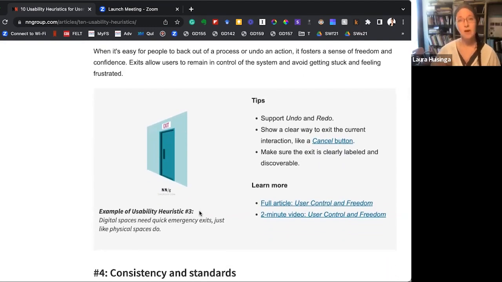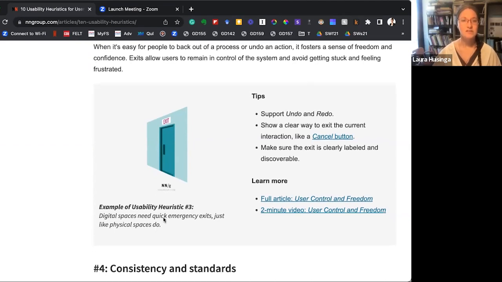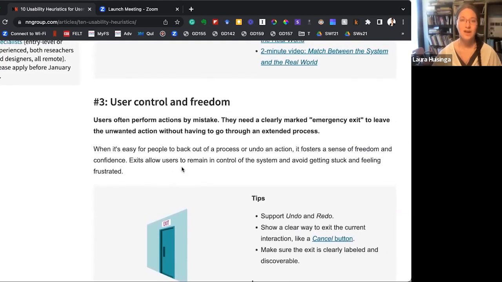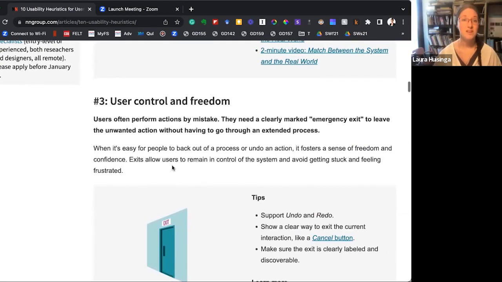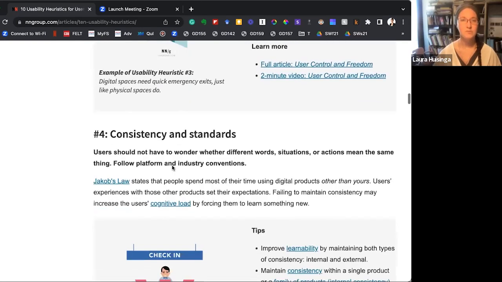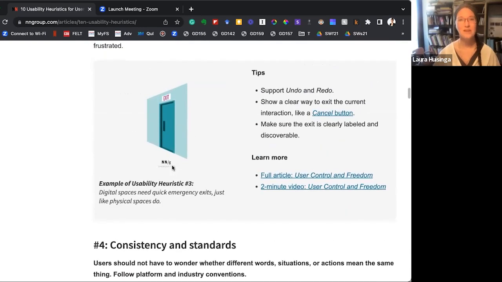By having that simple back button or allowing someone to jump back and forth, it alleviates that stress and allows, again, for that control. An example of this is digital spaces need quick emergency exits, just like physical spaces do, right? Also, having the control or freedom to maybe save something can create that safety net. Sometimes things come up in our physical world that interrupt or stop what we're doing in the digital world.